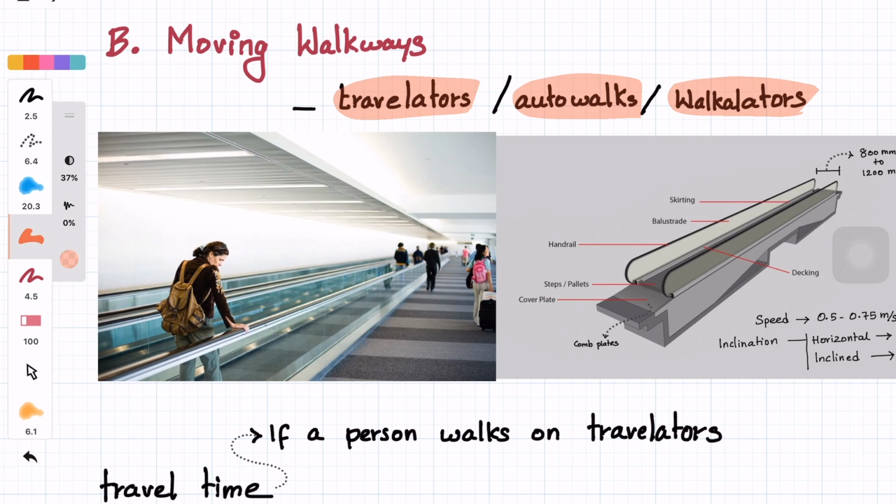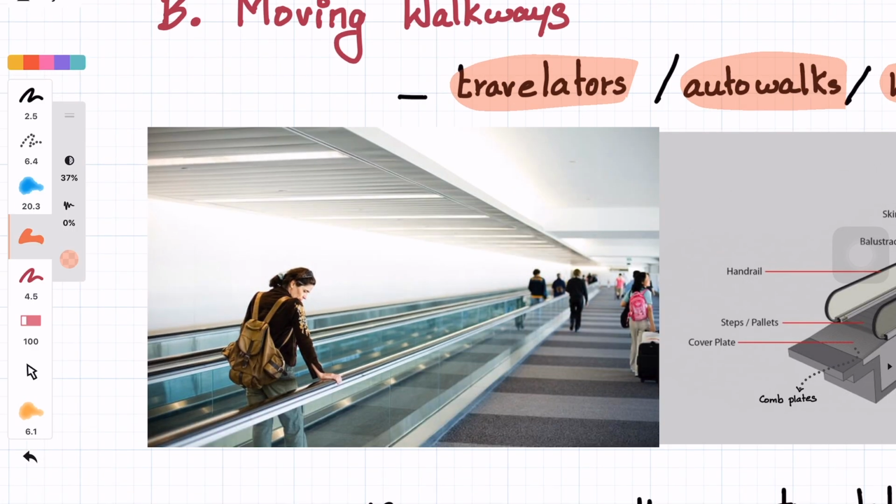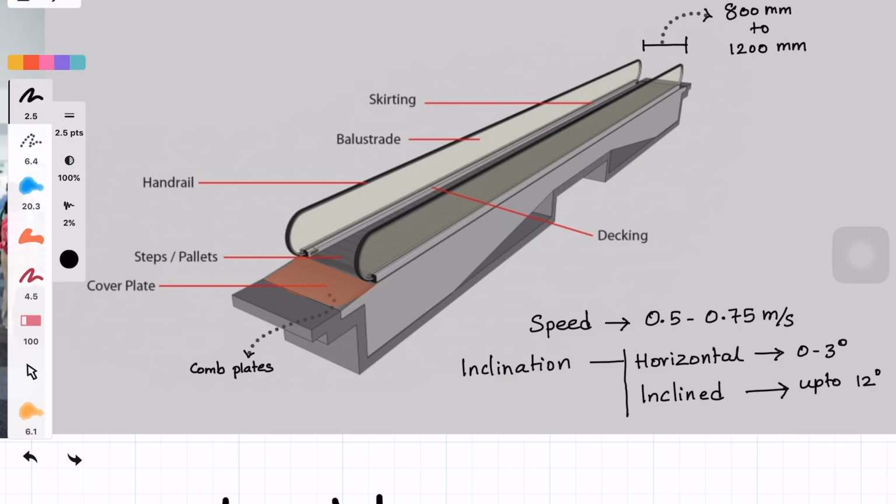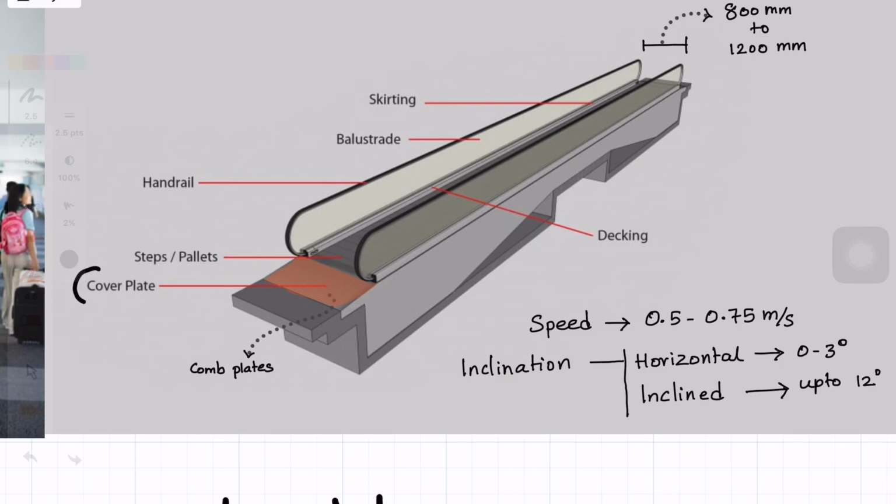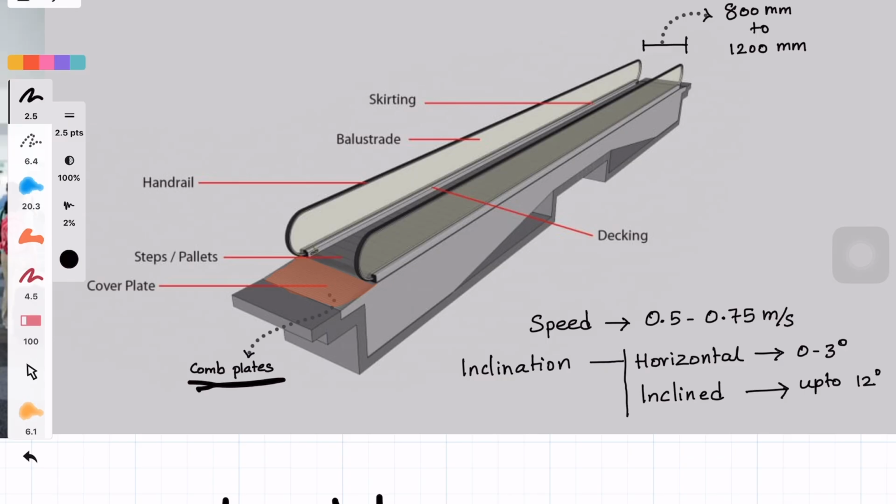Quickly we'll go through the components of walkators. Cover plate: a fixed metal plate at the walkway landing, giving access to the internal machinery. Comb plates: toothed plates at the entry or exit that mesh with the steps to ensure a smooth, safe transition. Steps or pallets: the moving flat surface, made of either aluminum or steel, that passengers stand or walk on.